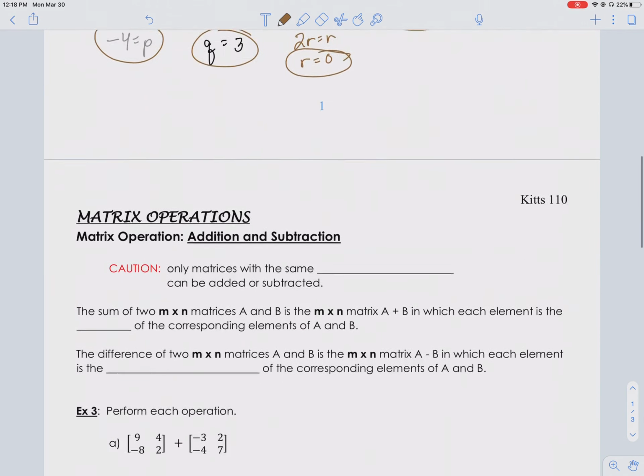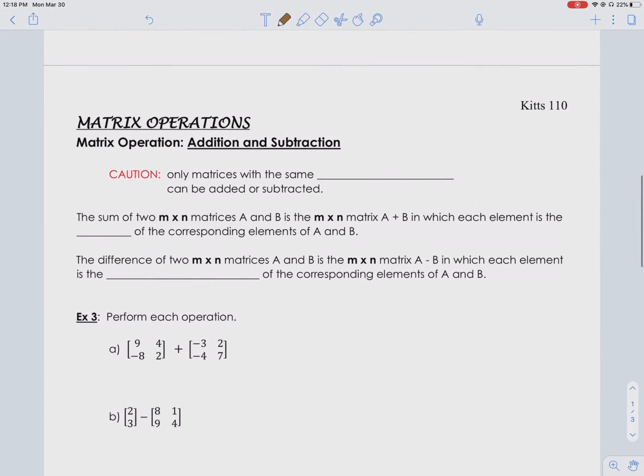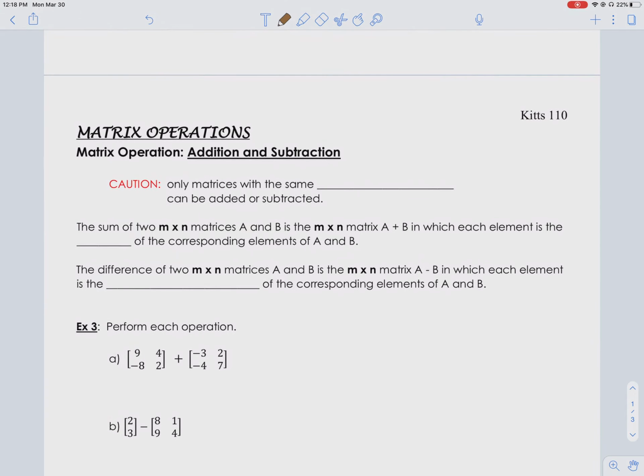Okay, so now we're going to do matrix operations. Matrix operations are, we call operations add, subtract, multiply, divide. All of that are called operations. You add two numbers, you subtract two numbers, multiply. Well, we have matrix operations as well. So you do math on matrices. But there's a key. When you are doing math on your matrices, when you're adding and subtracting, you can only add matrices that have the exact same dimensions.